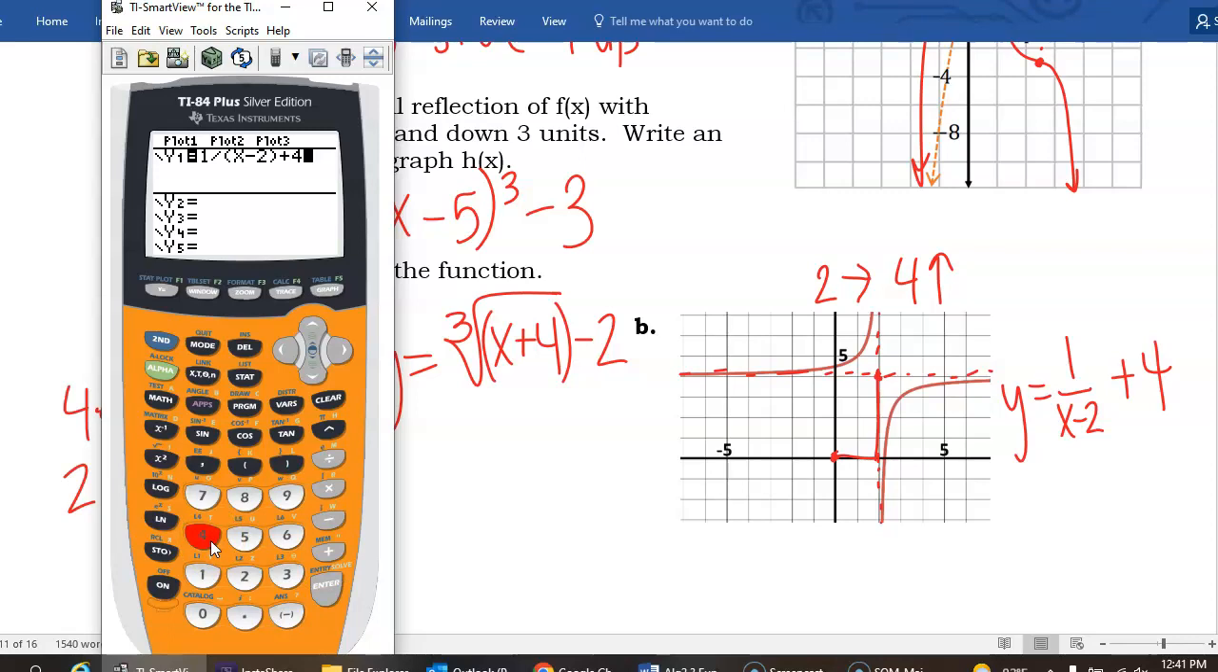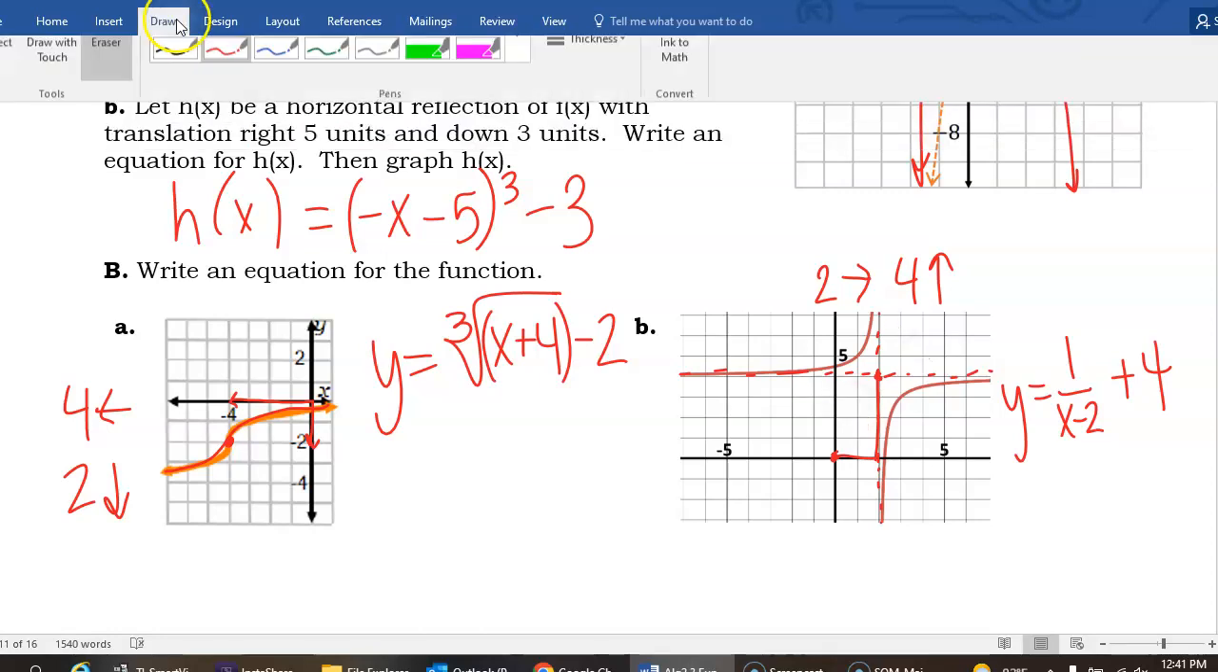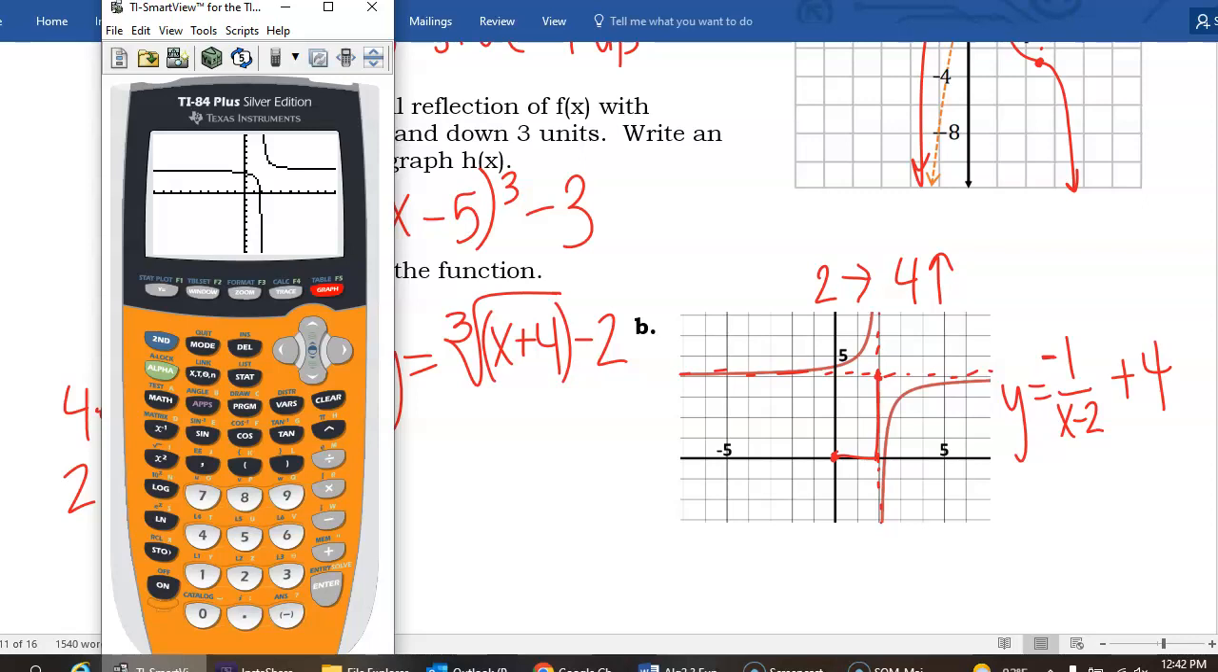Oh, I can tell something I forgot to do. So the graph that I have here is over here, right? And so to reflect my graph, I need a negative. Okay? Let's try adding that negative in there. That looks better. So our graph slid 2 units to the right, 4 units up, and it also reflected. And I would call that done.